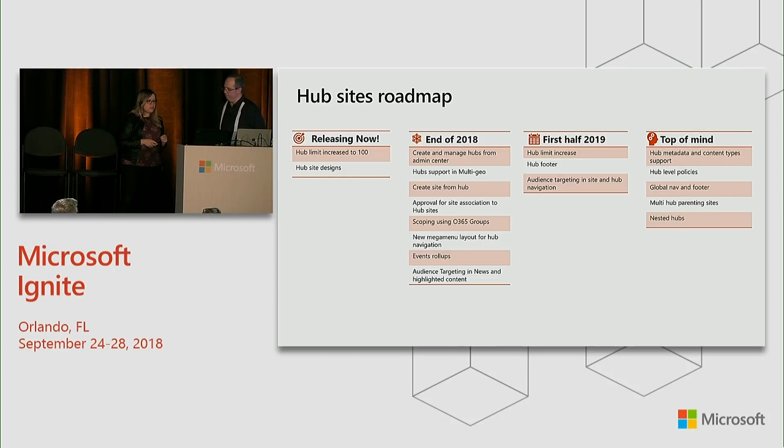And last but not least, these are just things that we're starting to think through for what we do next: things like really improving hub metadata, thinking about hub-level policies, global nav and footer, which Andy Hayon talked about yesterday in his session, and Sam mentioned before. Multi-parenting, this idea of a site belonging to multiple hubs, is something that we've gotten a request for, and so we're thinking about it, and nested hubs is another one that we're thinking about.